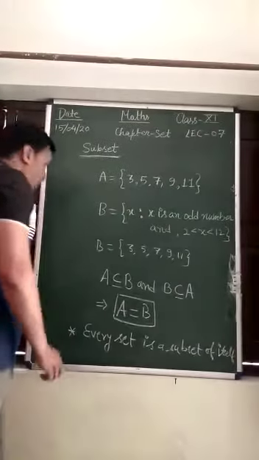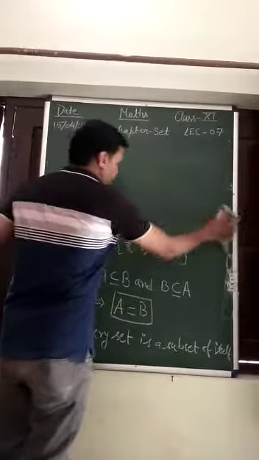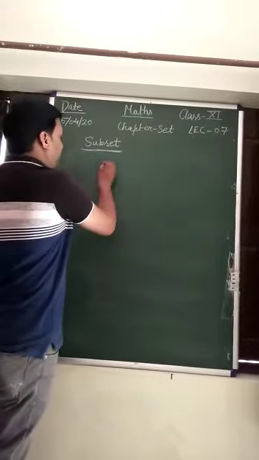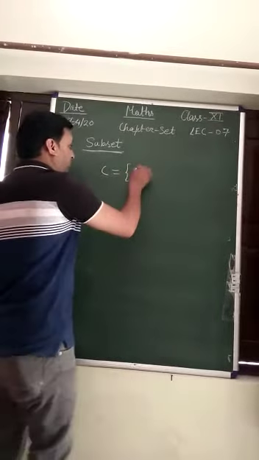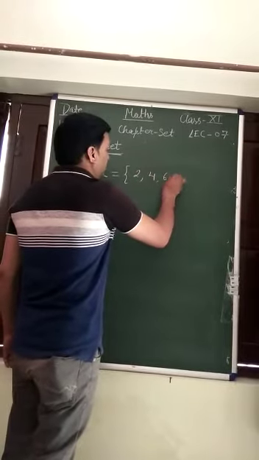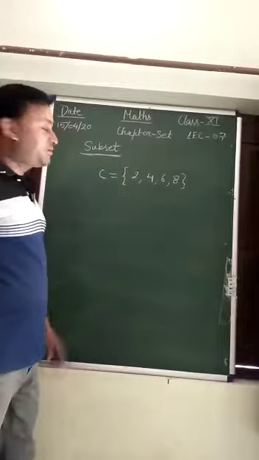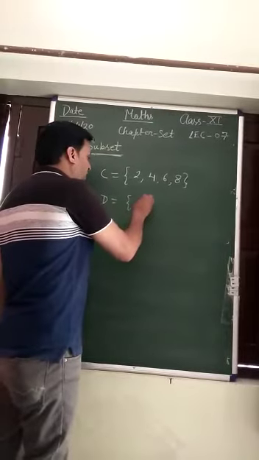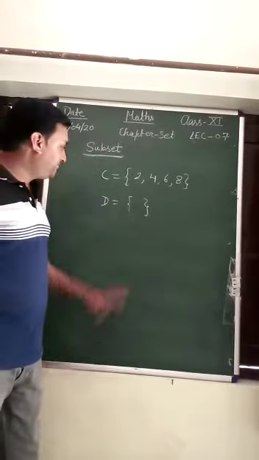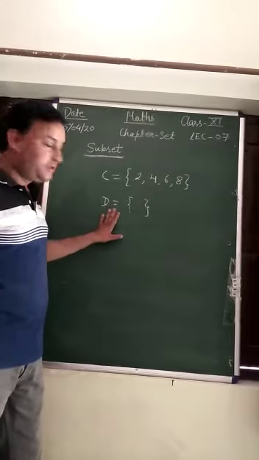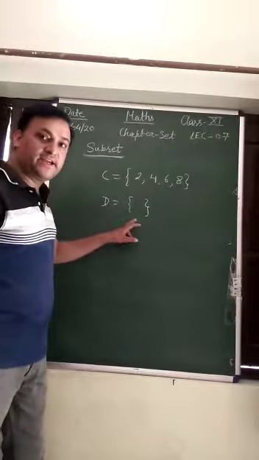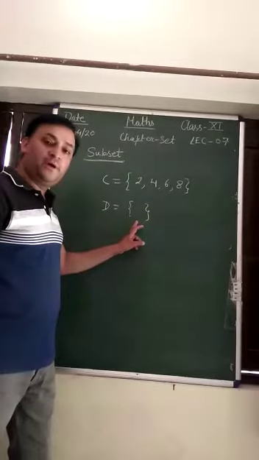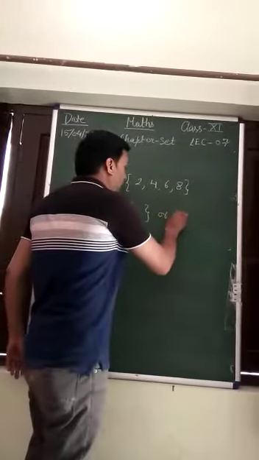So students, now let us take another example. I write the set C, suppose 2, 4, 6 and 8. Students, suppose this is any set, and let us take another set D. Students, you know this set D is the empty set we discussed earlier. The empty set is represented by curly brackets with no element within the curly brackets.